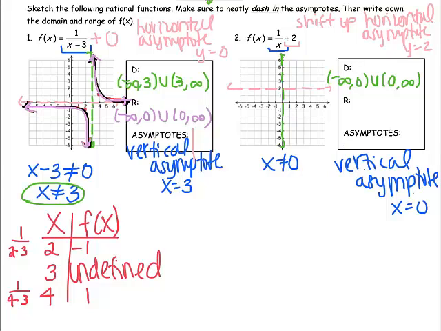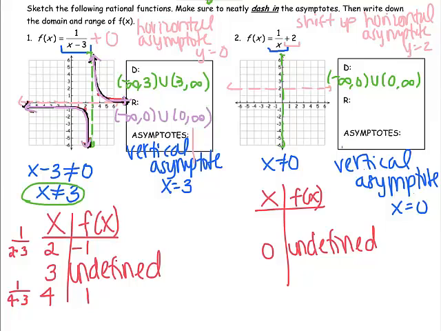Okay. Let's make a table. I always like to put my vertical asymptote in the middle and call that undefined, because then I'm going to plug points in around it. So I'll plug in -1 and 1. Now I'm going to get 1 over -1 plus 2. That's -1 plus 2, which gives me a positive 1. Down here, I'm going to get 1 over 1 plus 2. That's 1 plus 2, which is 3. So I have the point (-1, 1) and the point (1, 3).